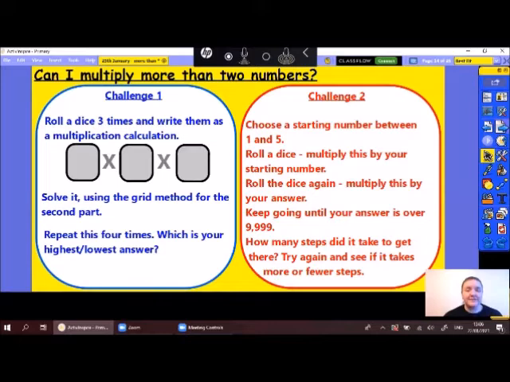You have 2 challenges to choose from today, and you need a dice for both of them. But remember, if you don't have one at home, go onto Google Classroom and follow the link to find the online dice.